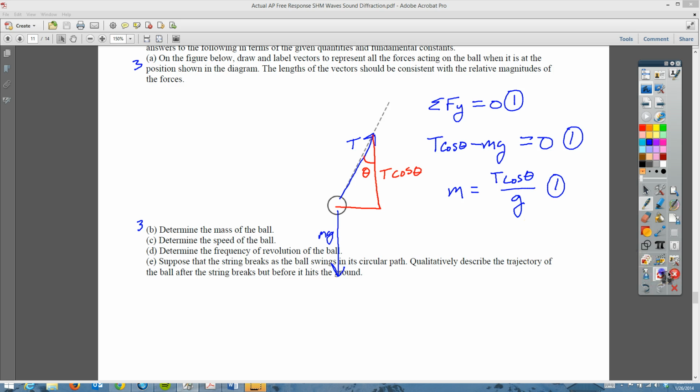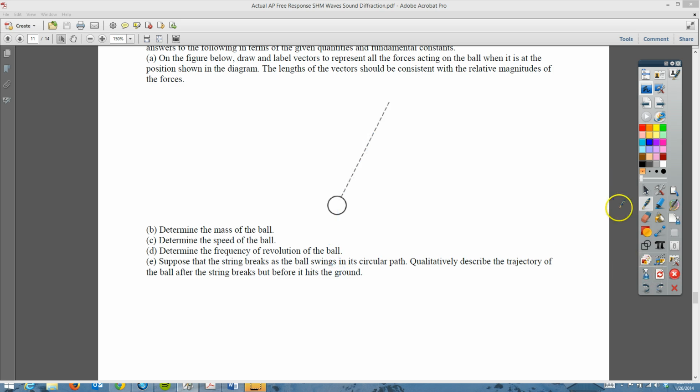Next thing they want us to do is determine the speed of the ball. So we want to find the velocity. We know the centripetal force of this ball should be equal to the tension component, so that's T sine of the angle. Remember in the last one we did T cosine of the angle, so let's go back and draw this again. Remember our force is directed towards the center, that's the centripetal force. Here is our angle.